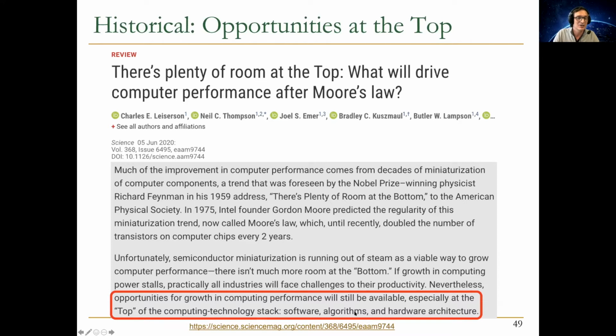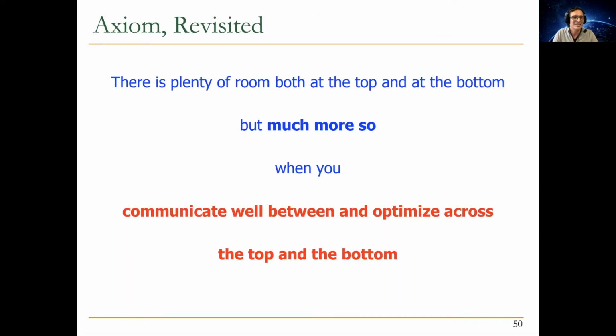So why am I telling you all this? I don't subscribe to either of these, basically. I would revisit my axiom, saying that I actually believe that there's plenty of room both at the top and the bottom. We need to investigate and find it, but we can actually do much more than we could individually at the top and the bottom when you can communicate well between and optimize across the top and the bottom.